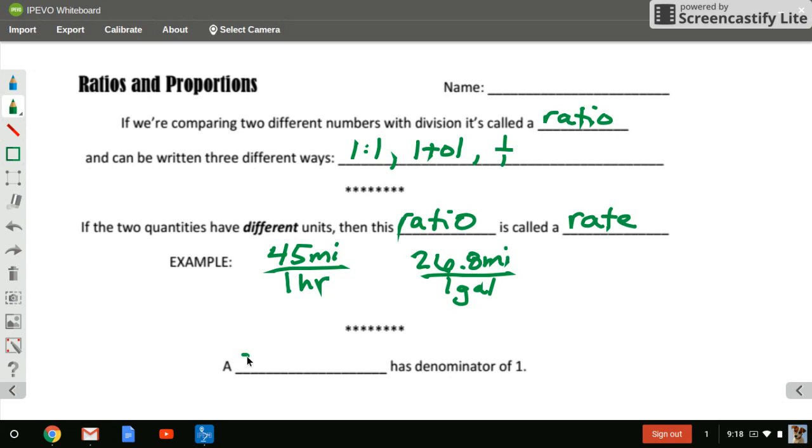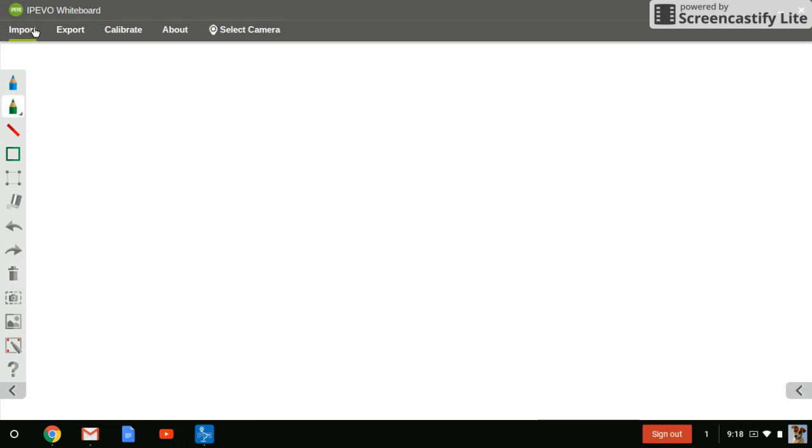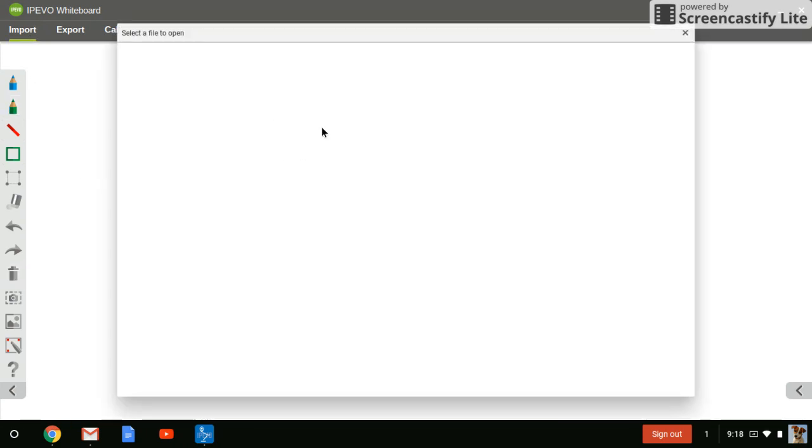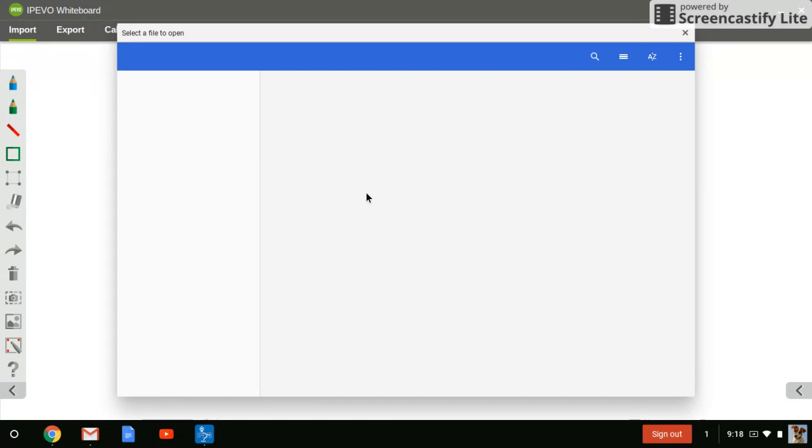So a unit rate has a denominator of 1. Moving on to the next part. And I will be posting a guide as well for you to check.